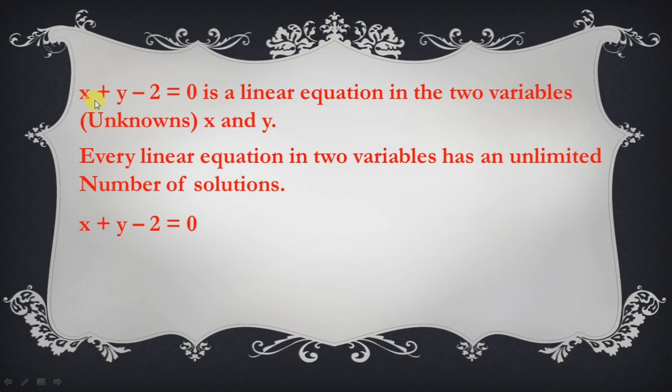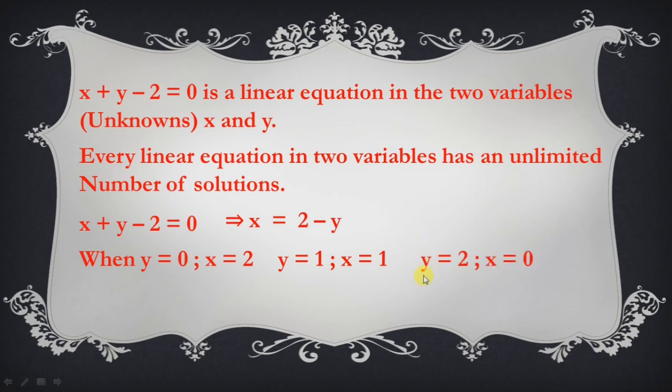For example, x plus y minus 2 is equal to 0. From here I can write x is equal to minus y plus 2. When minus 2 goes to this side it becomes plus 2, and plus y when it goes this side becomes minus y. So now I can put y is equal to 0. If I put y is equal to 0, x is equal to 2. If I put y is equal to 1, then x is equal to 1. If I put y is equal to 2, x is equal to 0. Similarly, if I put y is equal to 3, x is equal to minus 1.